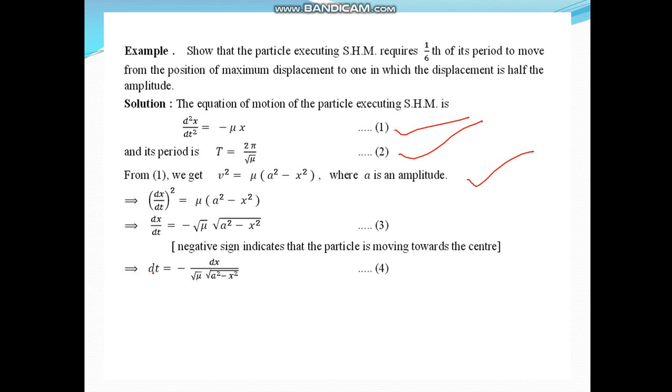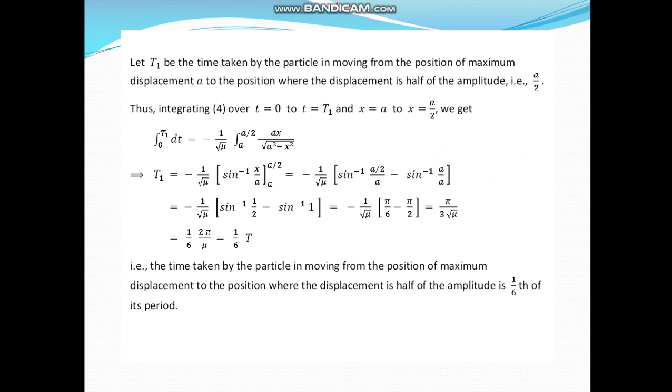Now just cross multiply, we get dt equal to minus dx upon under root mu under root a square minus x square. Let t1 be the time taken by the particle in moving from the position of maximum displacement a to the position where the displacement is half of the amplitude, that is a by 2. So on integrating 4 over t equal to 0 to t equal to t1 and x equal to a to x equal to a by 2, we get the integral equal to this. So it is t1 equal to minus 1 by under root mu.